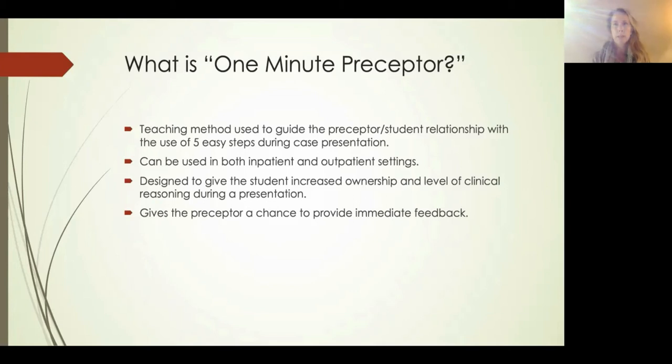This practice can be used in both inpatient and outpatient clinical settings and is designed to put the presentation's ownership in the hands of the student, capturing their level of clinical reasoning and giving an opportunity for you to provide immediate feedback, all in under a minute.